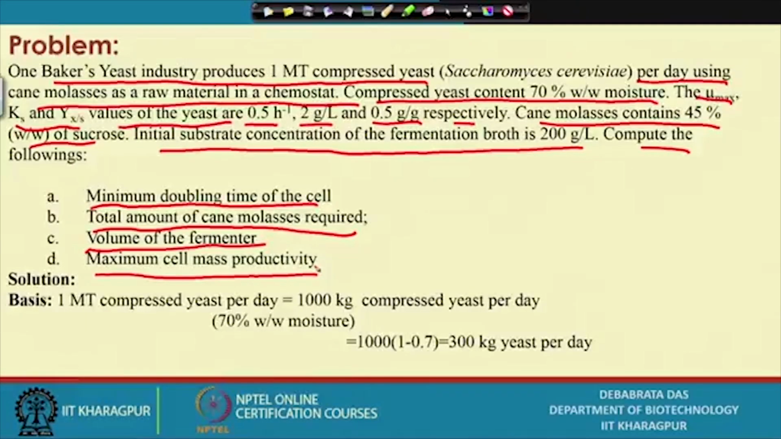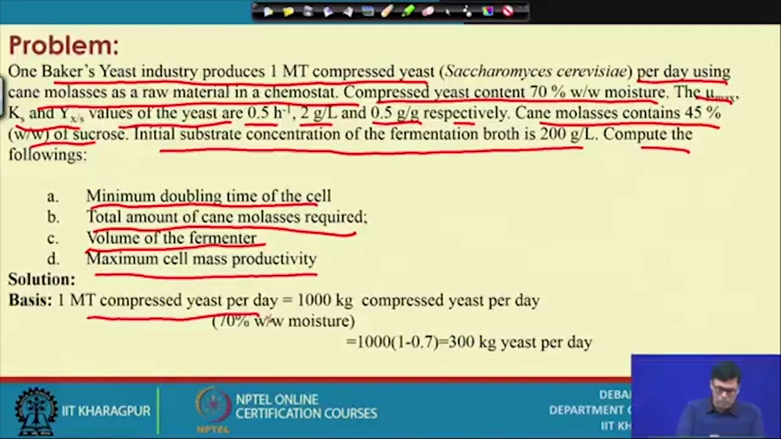So, when we start with 1 metric ton of compressed dry yeast per day, what do you mean by that? 1 metric ton means 1000 kg compressed yeast per day. Now, it contains about 70% moisture. So, how much total solid will be there? 30%. So, naturally 1000 into 0.3, that will be 30 kg dry yeast to be produced per day.